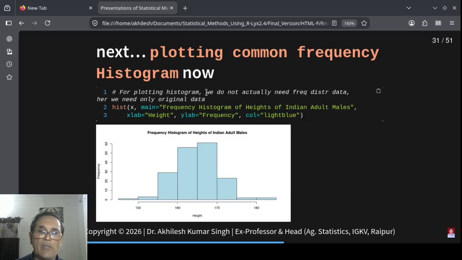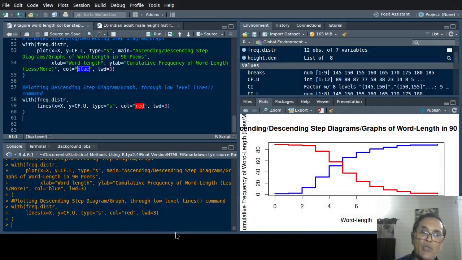We do not actually need the previous frequency distribution data. We need the original X data. How do we do it? The main title is frequency histogram. This is a frequency histogram, not a probability histogram. The X label is height, the Y label is frequency, and I have taken the color light blue. Let me go to RStudio to demonstrate the same.